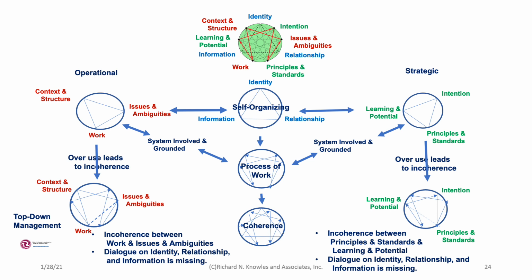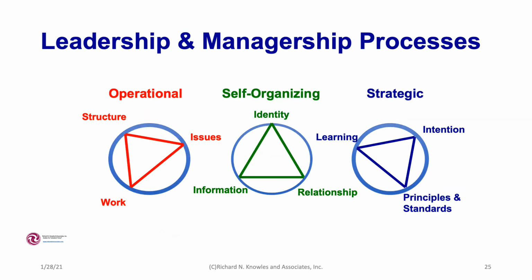You can have a similar sort of problem in the strategic leadership mode. And again, when that connects to the work process, incoherence develops, and you're not talking about things that are important, like identity and relationship and information. All three of these leadership processes actually have weaknesses which we must be mindful of, or we get into trouble.